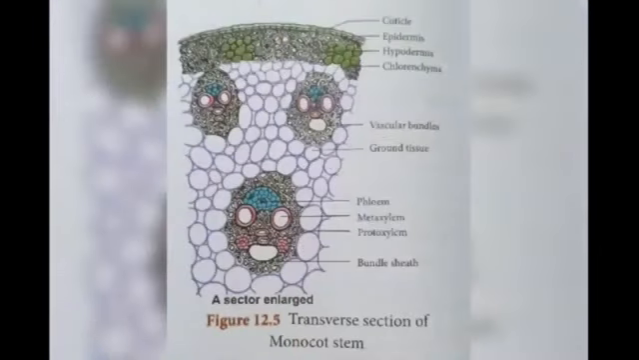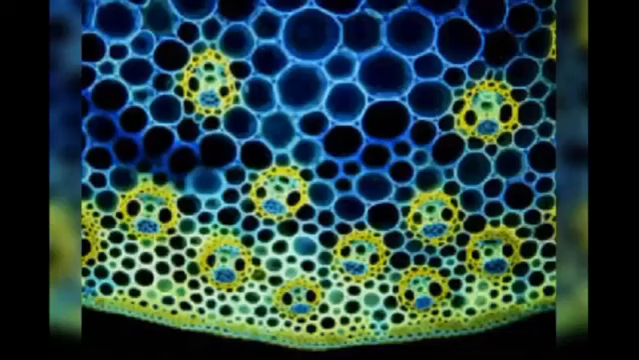And you can find a microscopic view of the monocot stem given here. In this, you can find the vascular bundles are scattered. They are not arranged in any order. They are scattered everywhere in the ground tissue.